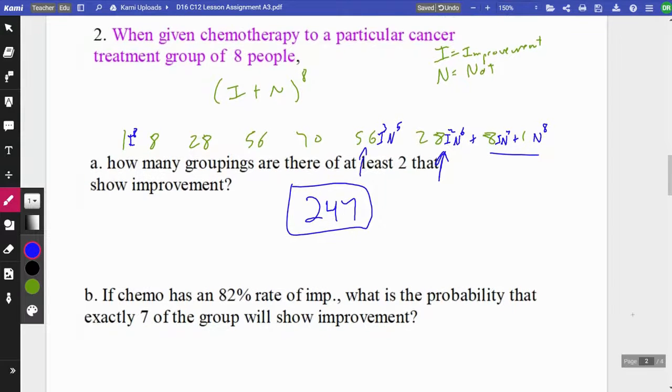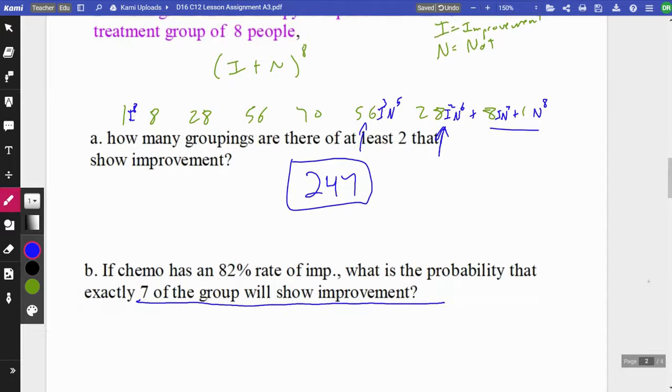If the chemo has an 82% rate of improvement, so let's say your improvement has an 82% chance of happening, what is the probability that exactly 7 of the group will show improvement? So we need to figure out which term that is. 7 shows improvement. So I'll start at the beginning. The first term is I to the 8th. The next term is I to the 7th N.